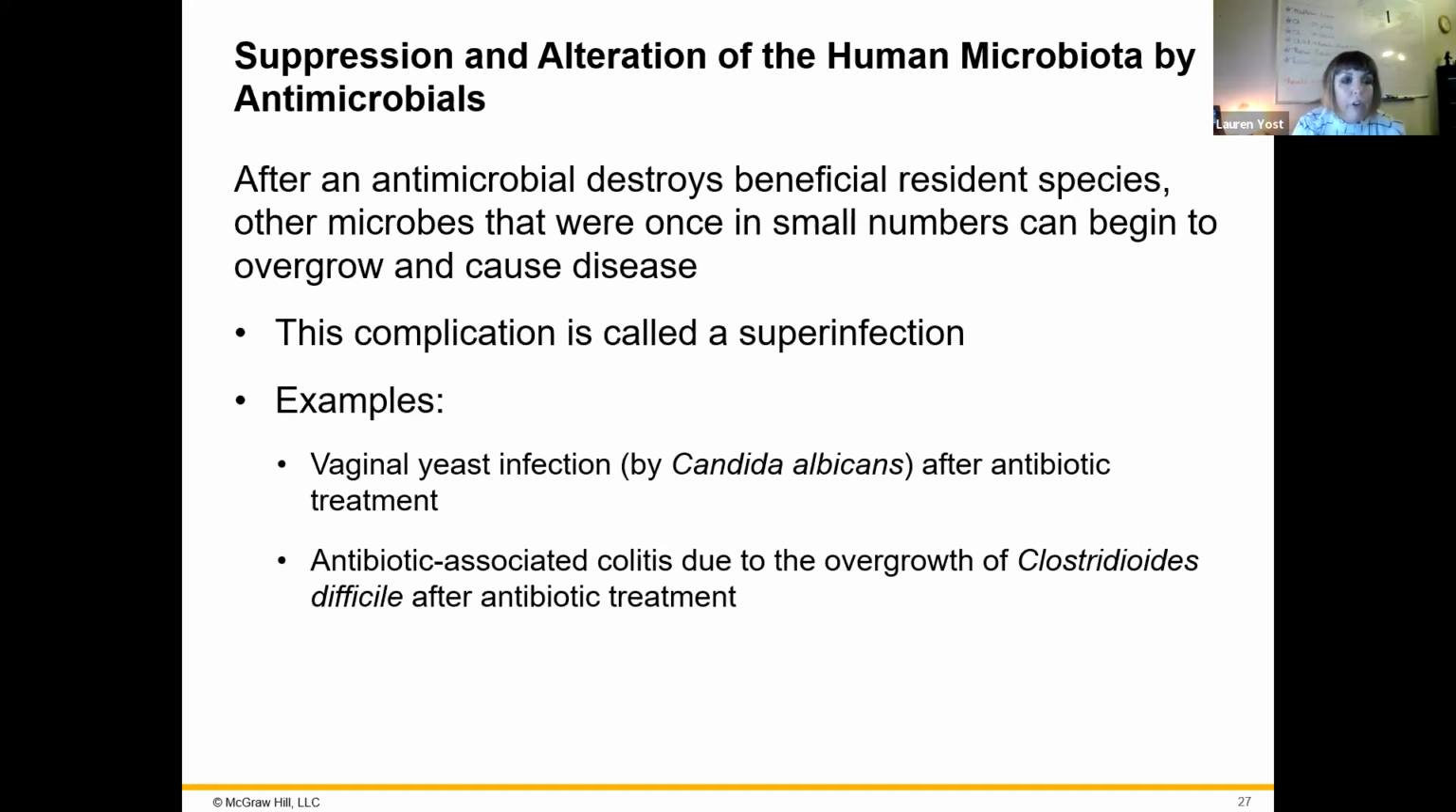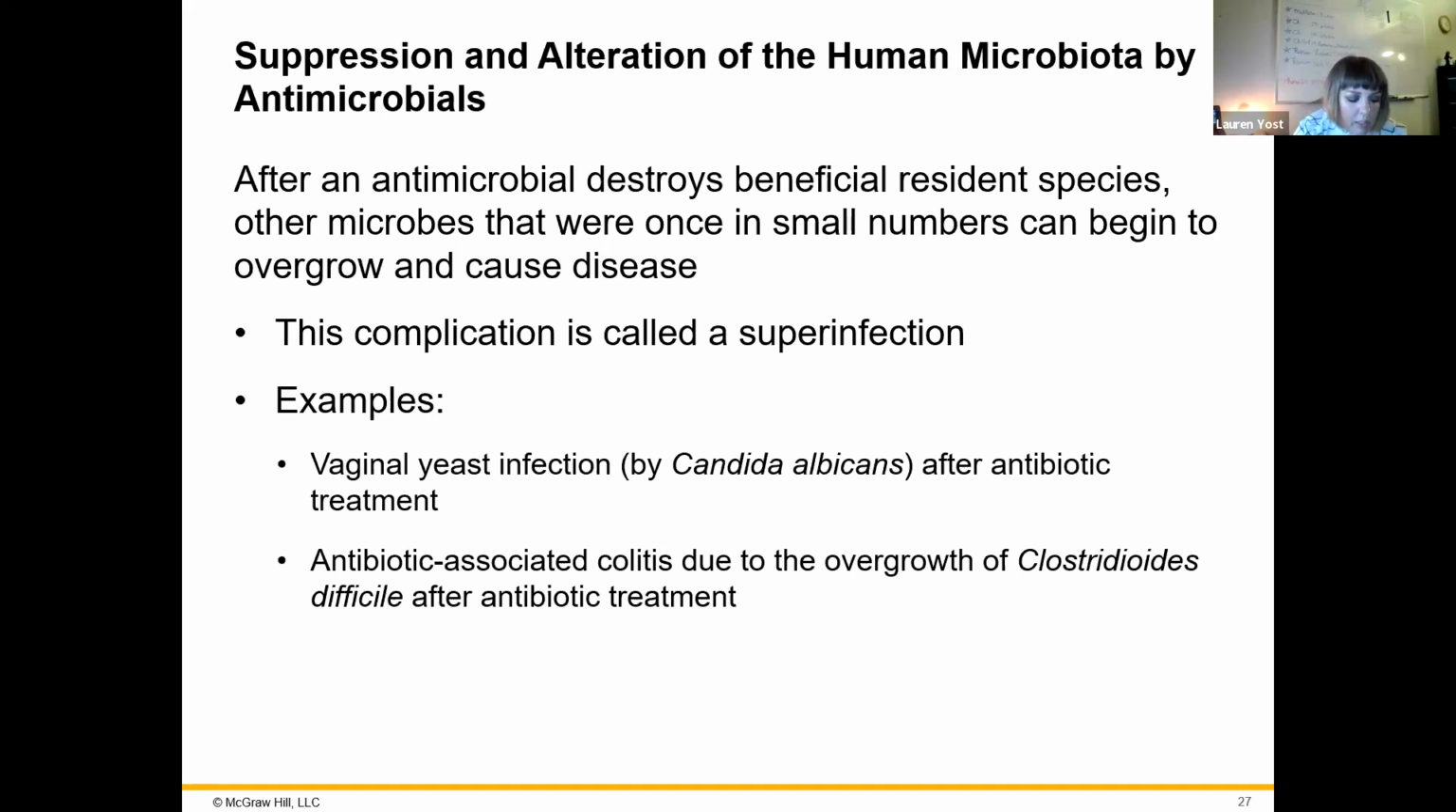After an antimicrobial destroys beneficial resident species, others will overgrow. So killing all of the bacteria in your normal body, and then now your yeast in your genitourinary tract, so your vagina and all of that, that's not going to be killed by an antibiotic because it's not a bacterium, by the way, right? So yeast is a fungi.